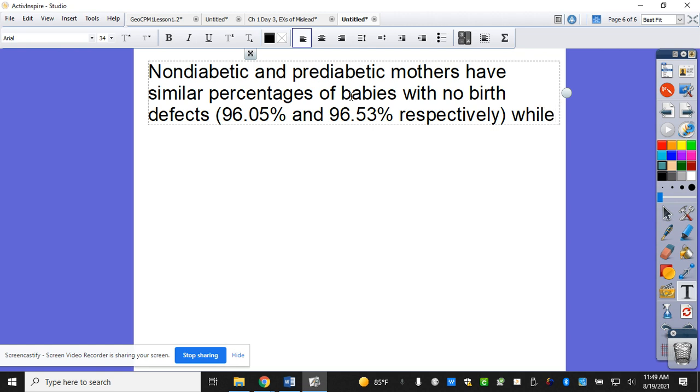And wow, same thing. What else do I need to put there? Are less likely to, or have lower percentages. Yeah, I think I like saying have lower percentages of babies with no birth defects.